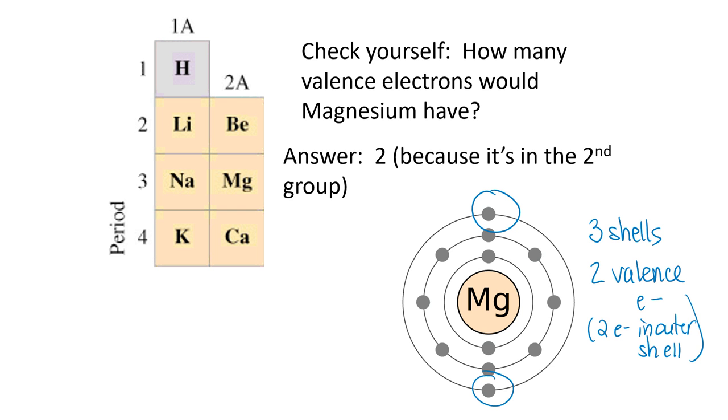We tend to care more about the valence electrons than the other electrons, because the valence electrons are on the outside, and they're the ones interacting with the rest of the world. So these are the ones that are going to impact properties such as bonding and reactivity and things like that.